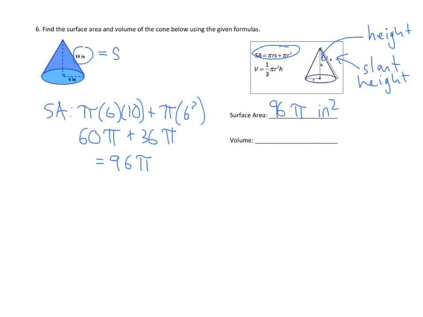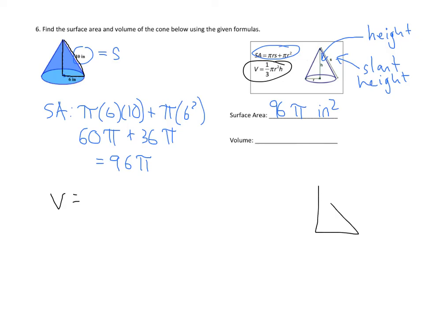Now for the volume, we are using the formula 1/3 pi r squared h. This time we need the regular height, which is from the top of the cone straight down to the center of the circle. In this case, we weren't given the regular height. But the slant height, the radius, and the regular height make a right triangle. So using that right triangle, we can find the regular height with the Pythagorean theorem.